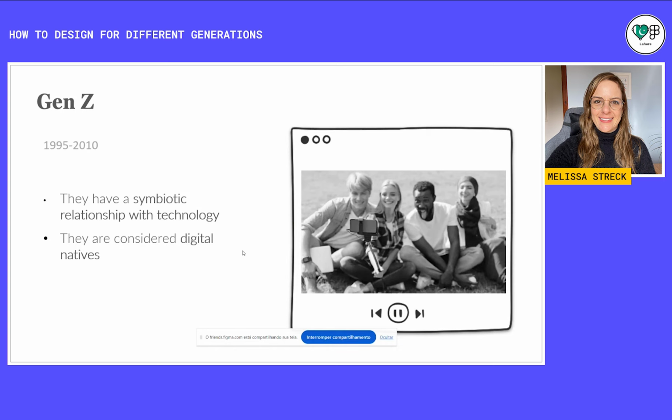Then we have the Gen Z. I believe we have a lot of you here from Gen Z, born between 1995 and 2010. They have a symbiotic relationship with technology. It's very easy for them to transition through technology. They are considered digital natives because they were born in a context where everything is digital. We then had the smartphones. They were very familiar with this environment.